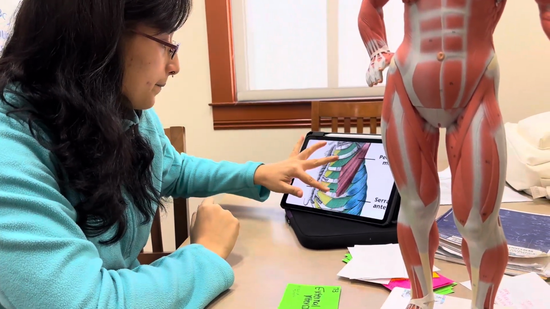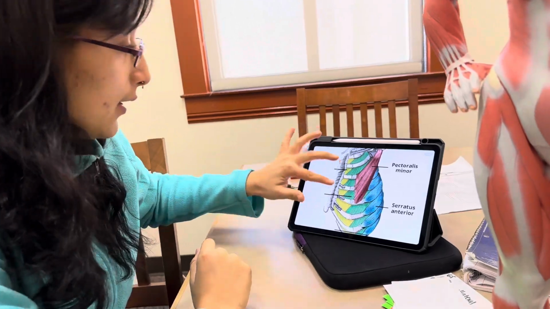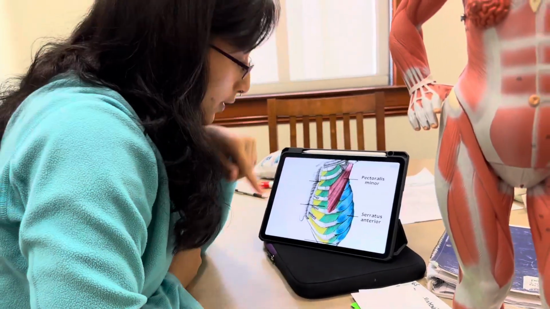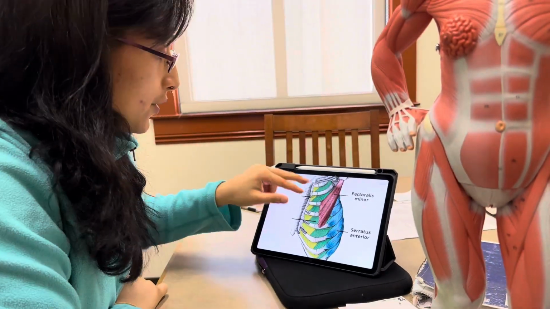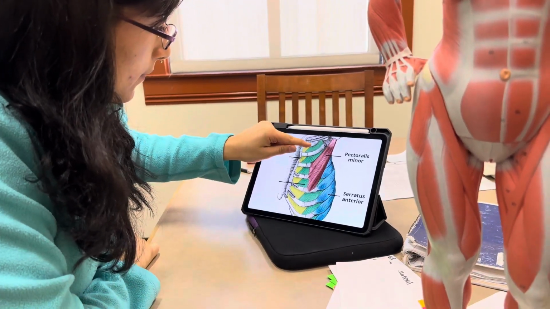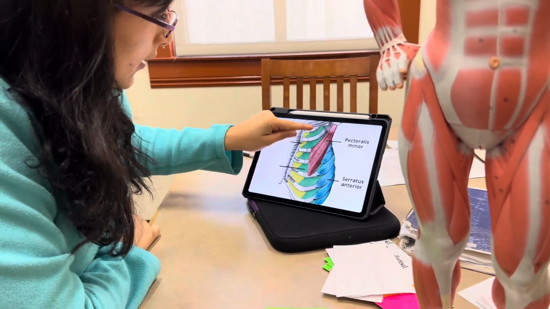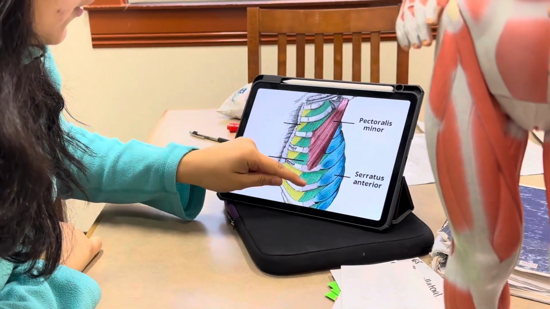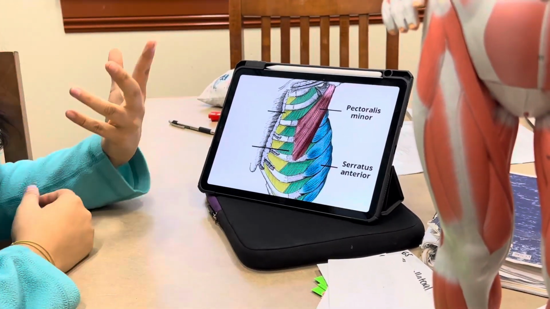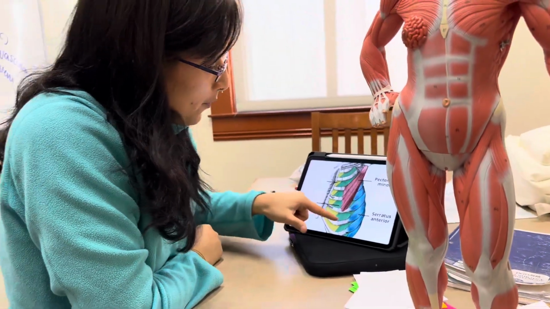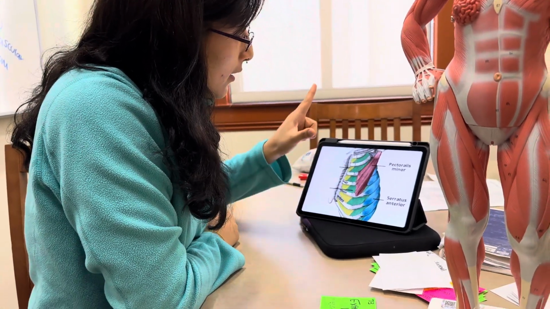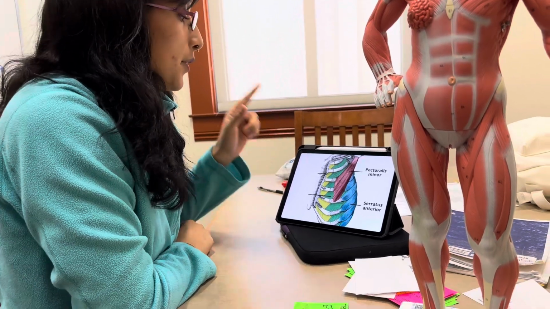Okay. So now we have the ribs. We have two intercostals, which are internal and external. So the green side right here is basically the external intercostal. The external intercostal's origin is the inferior border of the ribs above, and it goes to the superior border of the ribs below.